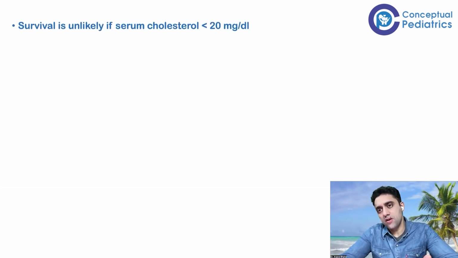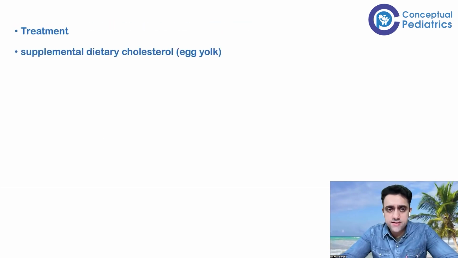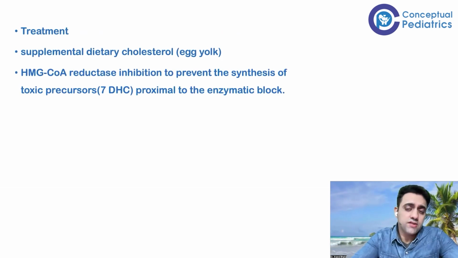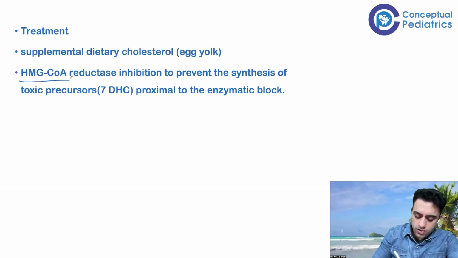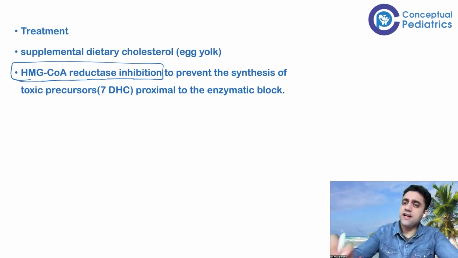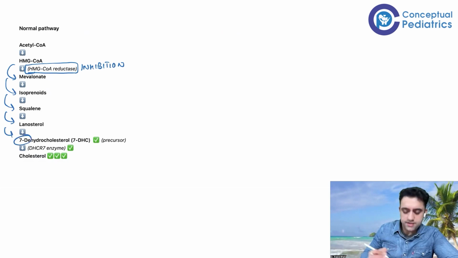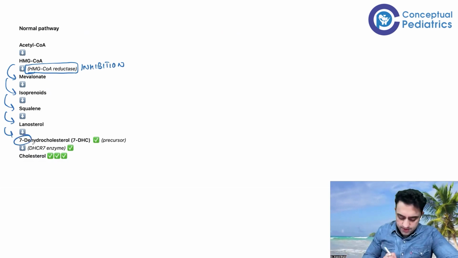Naturally, when cholesterol is not there in your body, I will give supplementary dietary cholesterol. I tell you to have a lot of egg yolk, which basically contains cholesterol. And there's also a role of HMG-CoA reductase inhibition. Where is the HMG-CoA reductase? In this pathway, here, this is the HMG-CoA reductase. So I will do HMG-CoA reductase inhibition so that the conversions will not happen and the precursors will not be formed. The problem was happening over here.